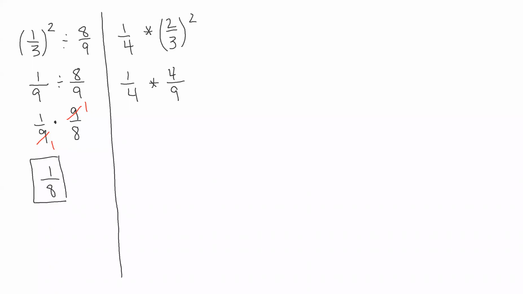So now I'm dealing with multiplication. I need to look for anything in the top and bottom that would cancel. I see right off the bat, I have 4's that'll cancel. That's it. I multiply across, I get 1 times 1 over 1 times 9. Piece of cake.